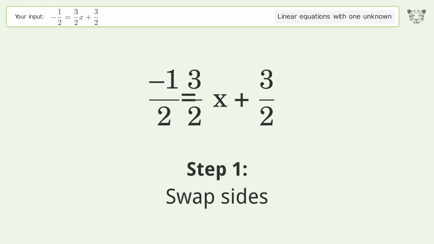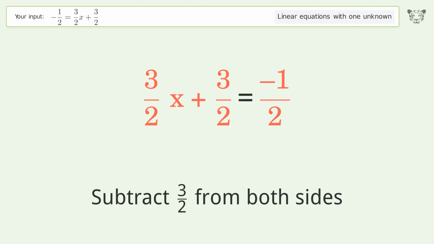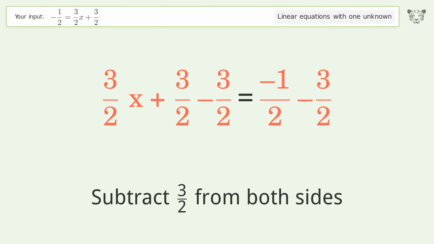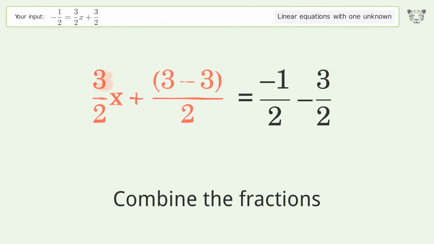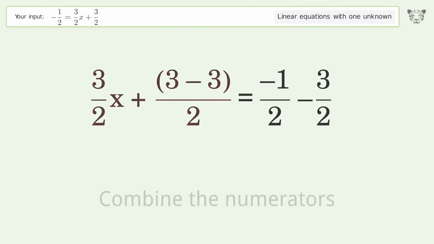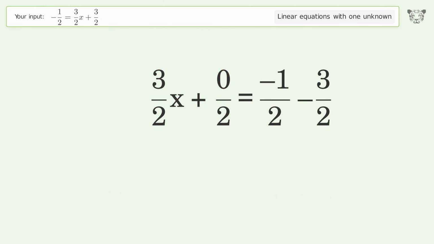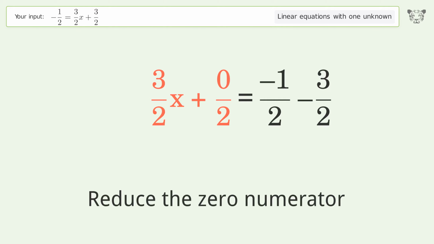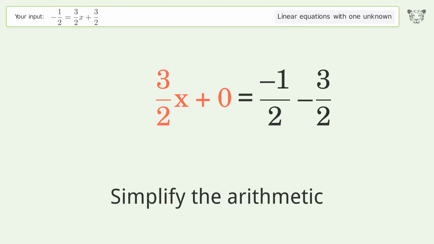Swap sides. Group all constants on the right side of the equation. Subtract 3/2 from both sides. Combine the fractions. Combine the numerators. Reduce the zero numerator. Simplify the arithmetic.